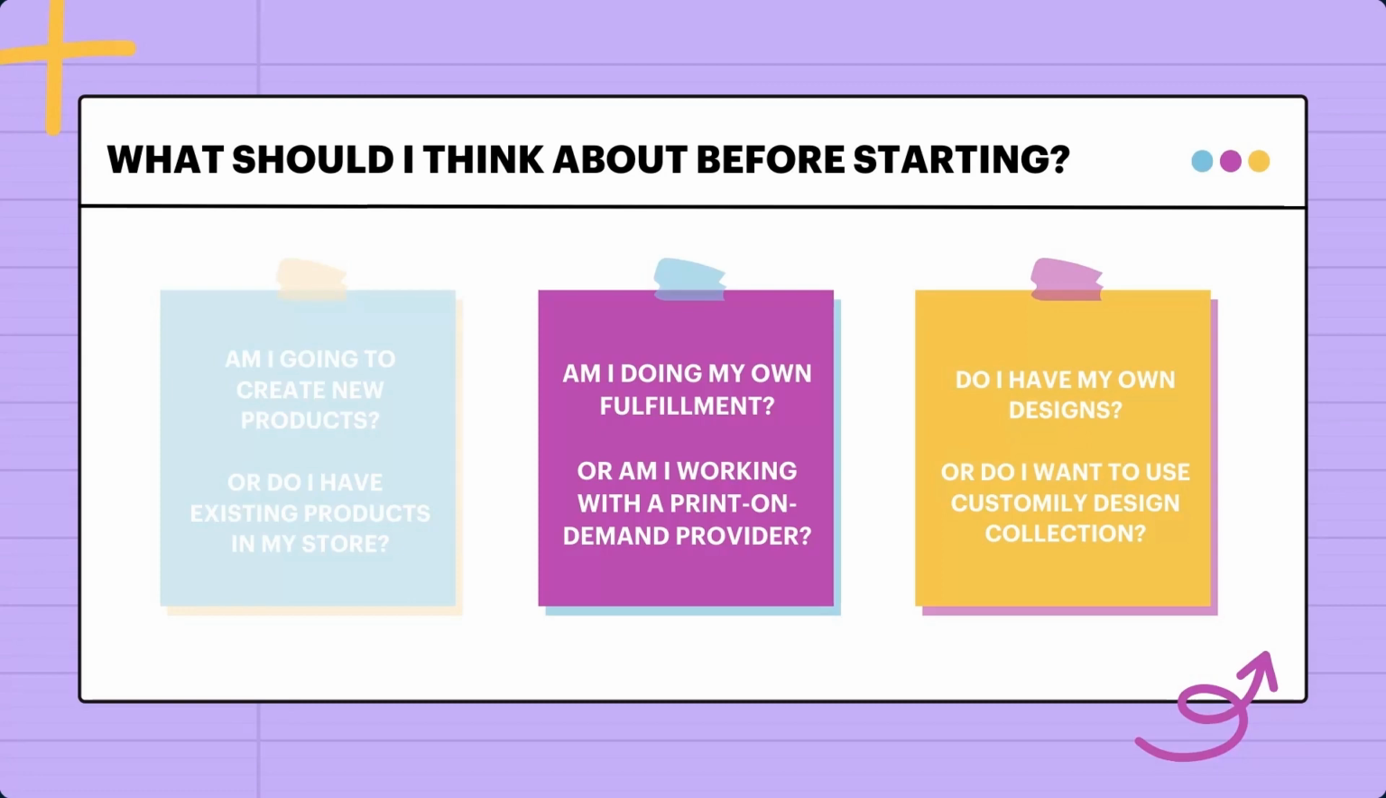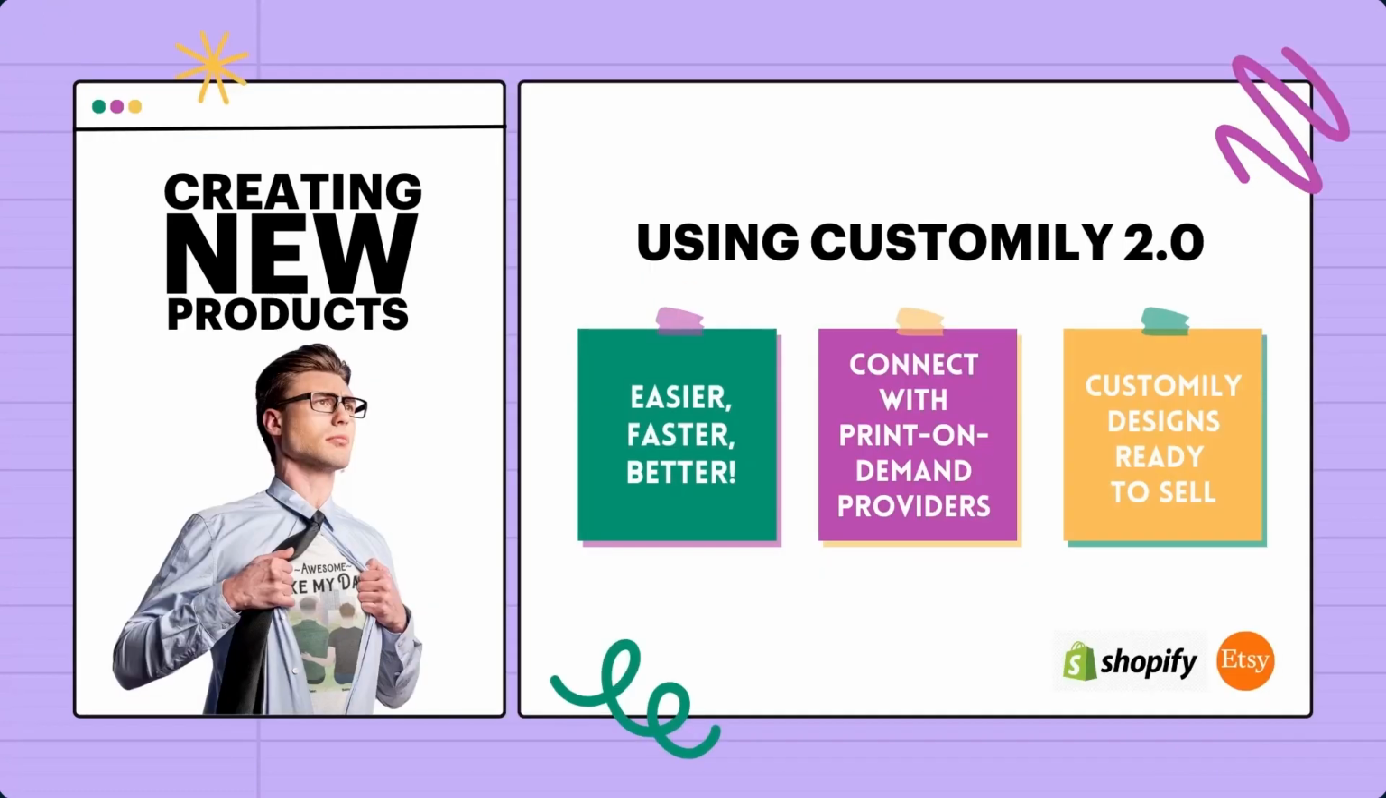These two questions will be the entry point to use what we call Customily 2.0. This is our latest update and will allow you to create new listings more easily, faster, and better. Now, this option is only available for Etsy and Shopify stores. So within Customily 2.0, you will have four ways of creating new products.